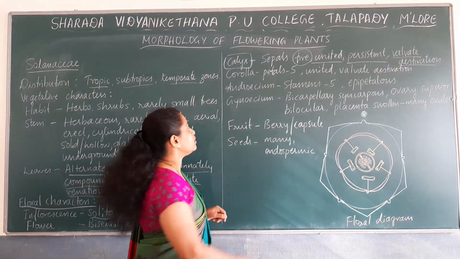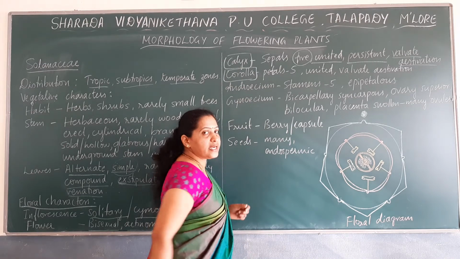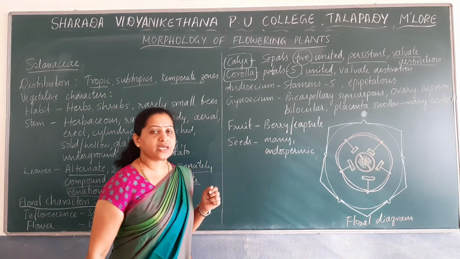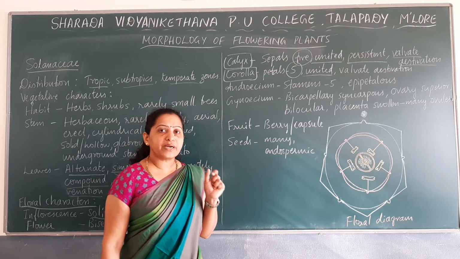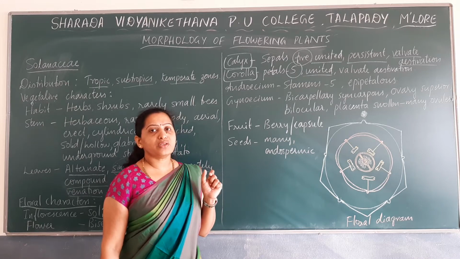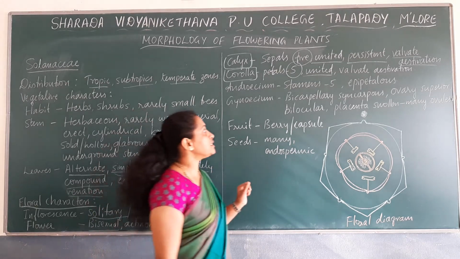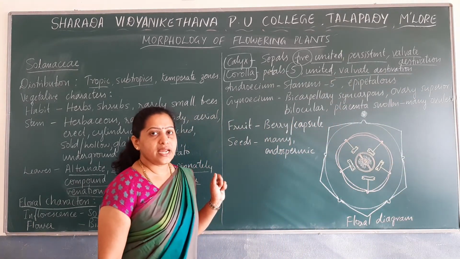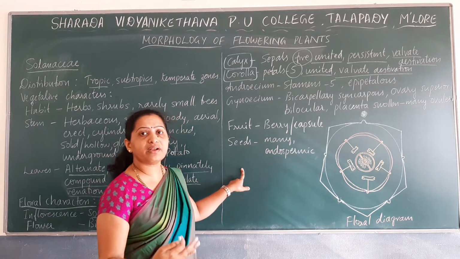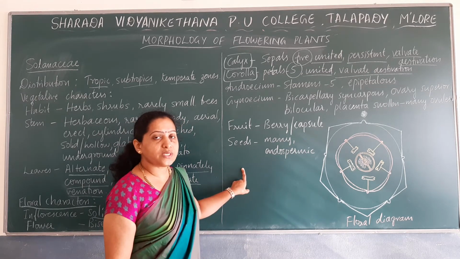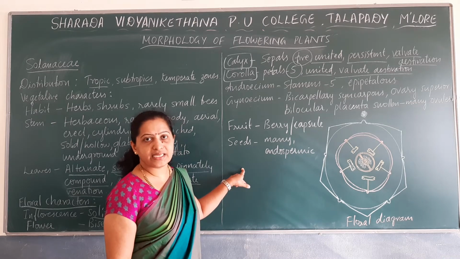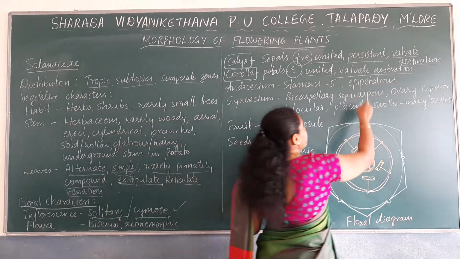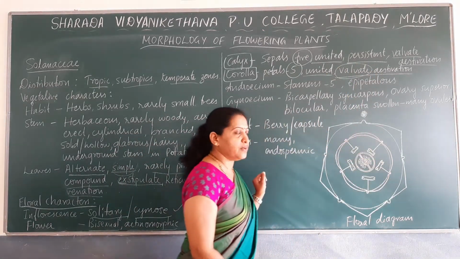Next, coming to corolla. Corolla consists of 5 petals. And how are the petals? Petals are united. 5 petals that are united. So what term can we give for petals that are united? We usually mention it as gamopetalous. Type of estivation, valvate estivation. We have noted down different types of estivation, right? Valvate, twisted, vexillary, imbricate. Already we have noted down about valvate estivation.